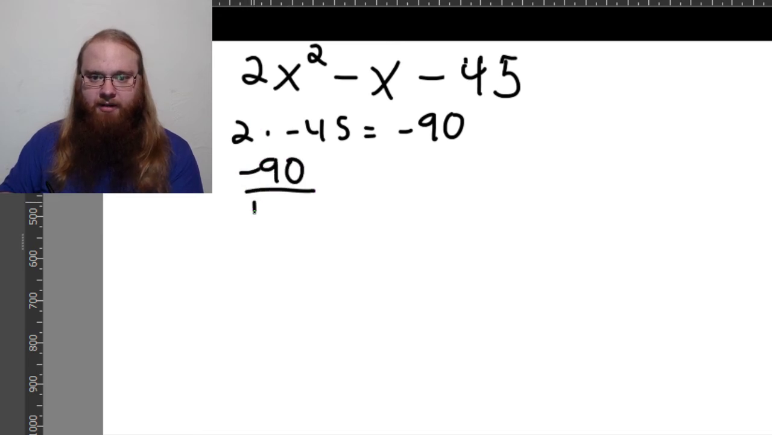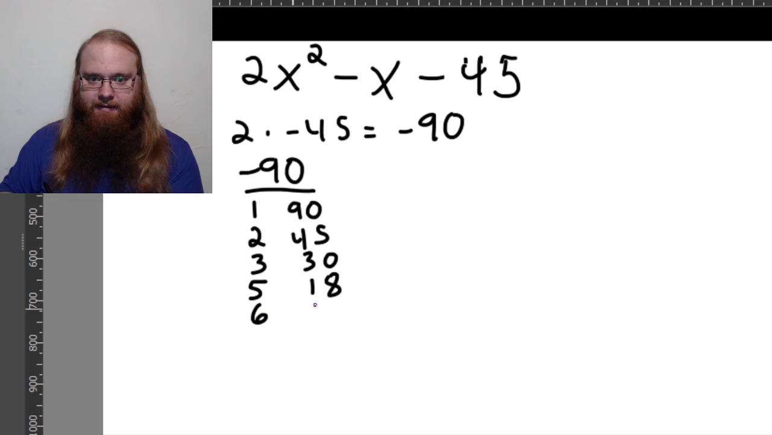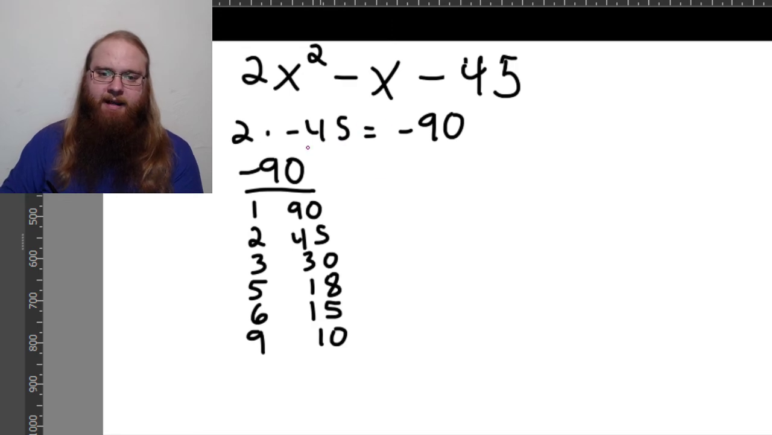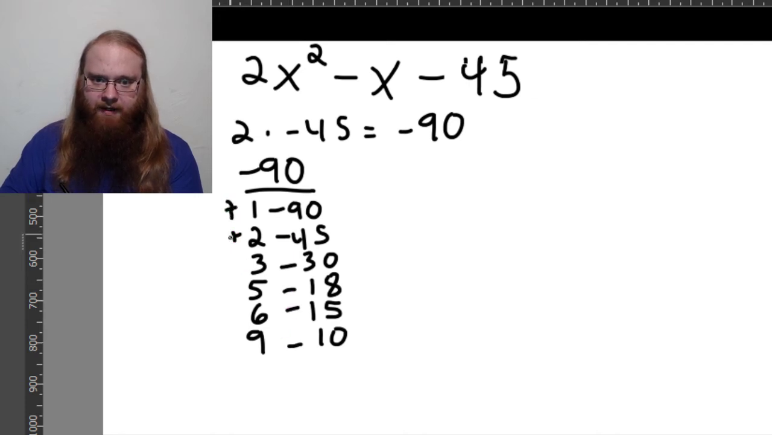Negative 90 is going to become 1 and 90, 2 and 45, 3 and 30, 5 and 18, 6 and 15, and 9 and 10. Again, since we have a minus, our bigger factor will be the negative, and our smaller factor will be the positive.